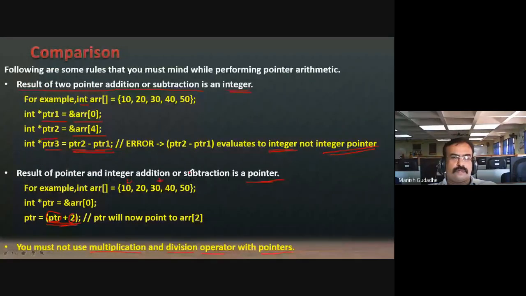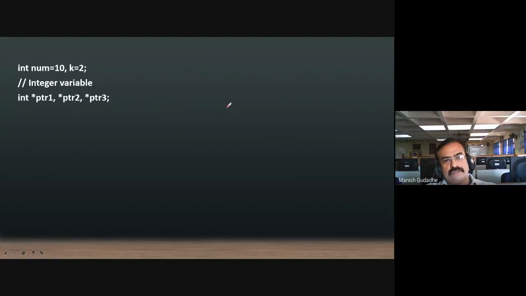With these rules, the result of two pointer addition and subtraction is an integer; the result of a pointer and an integer addition or subtraction is a pointer; and we cannot use multiplication and division operators. Can you tell me which among these statements are valid and which are invalid and why? So I'm declaring two integer variables, num equal to 10 and k equal to 2, and three integer pointers, PTR1, PTR2, and PTR3.